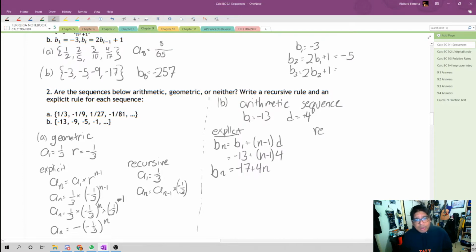Let's look at the recursive formula. So for the recursive formula, we state the first term of the sequence, which was -13, and then we say that each nth term is equal to the n minus 1th term plus 4. And that's it.